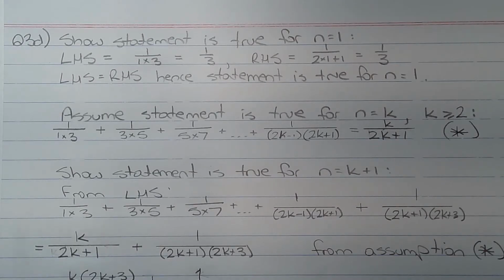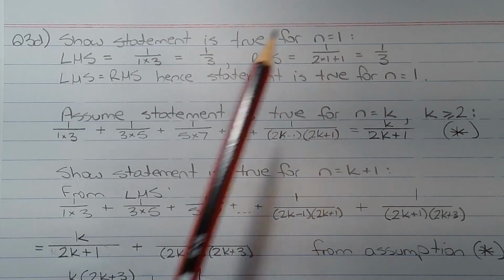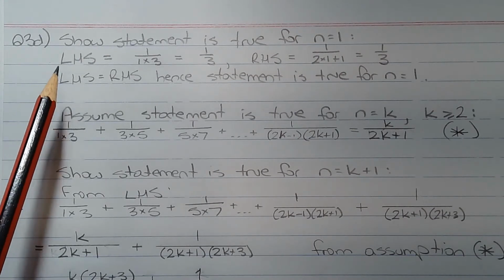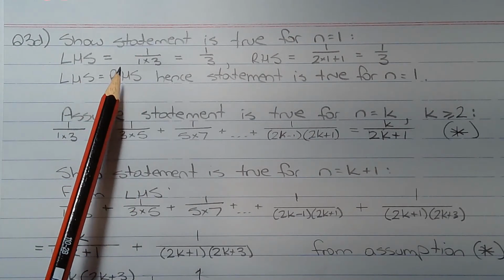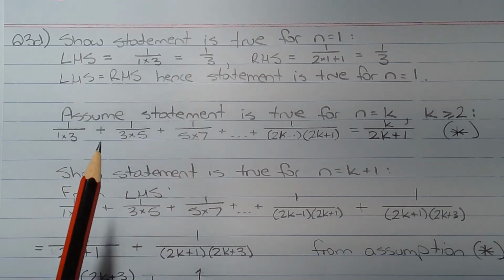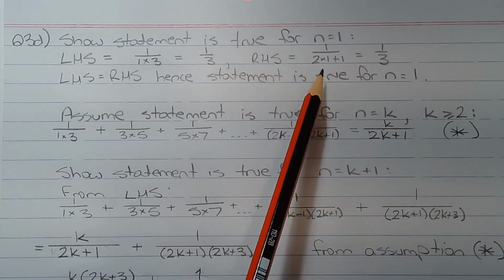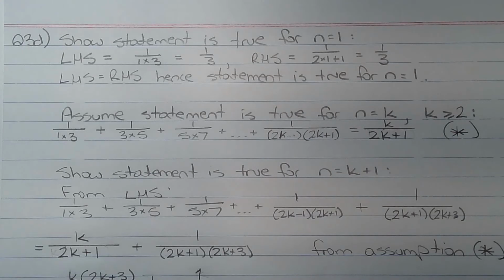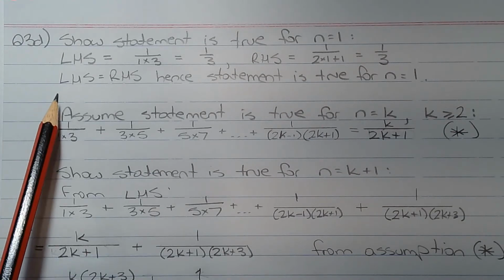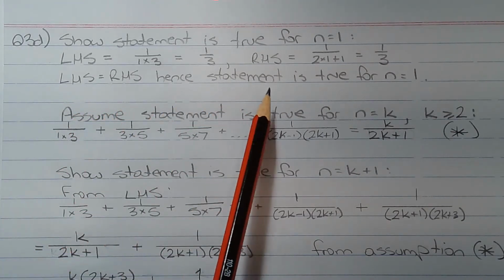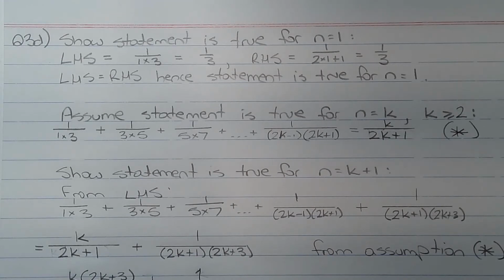The first step is to show the statement is true for some value of n, and in this case the smallest value of n that we can test is n equals 1. From the left hand side of the statement we have 1 over 1 times 3, which is equal to 1 over 3, and the right hand side of the statement is equal to 1 over 2 times 1 plus 1, which also equals 1 over 3. The left hand side equals the right hand side, hence the statement is true for n equals 1.